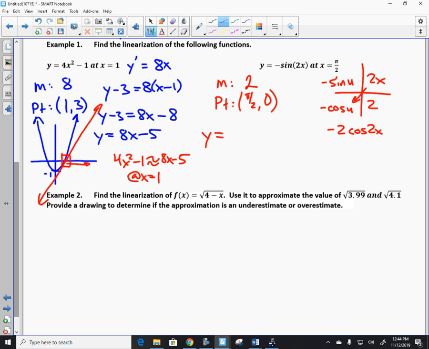So y minus y1, y1 is 0, is equal to m times x minus x1. Or y is equal to 2x minus pi. So that's approximately the same as negative sine of 2x at x equals pi over 2.